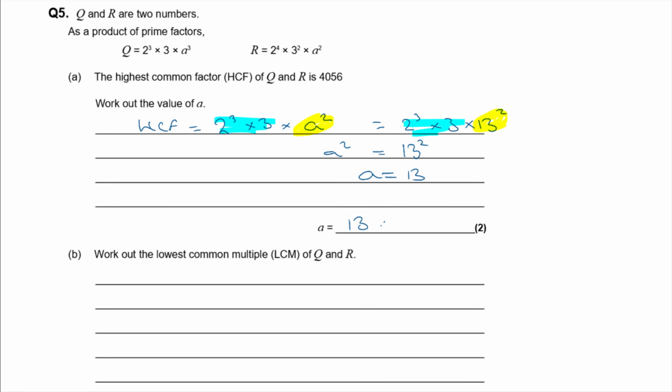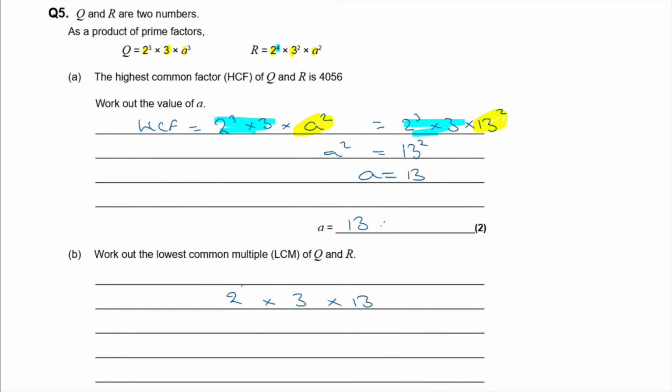And then part B says work out the lowest common multiple of Q and R. Okay, so then again, I'm just going to pick out every base that appears to the highest power. So I've got a 2 appearing, I've got a 3 appearing, and I've got an a appearing, which I now know is 13. So that's going to be 2 times 3 times 13. And the highest power, I've got a cube and a power 4 for the 2.